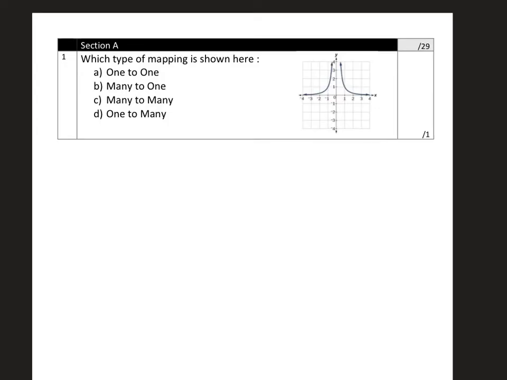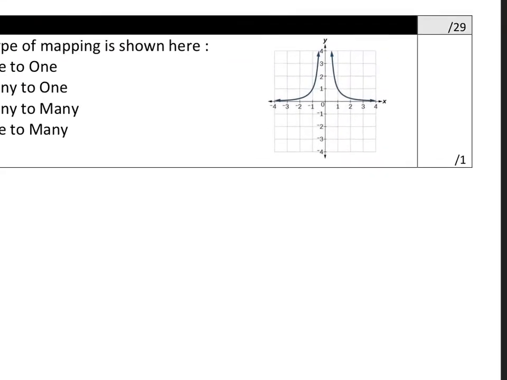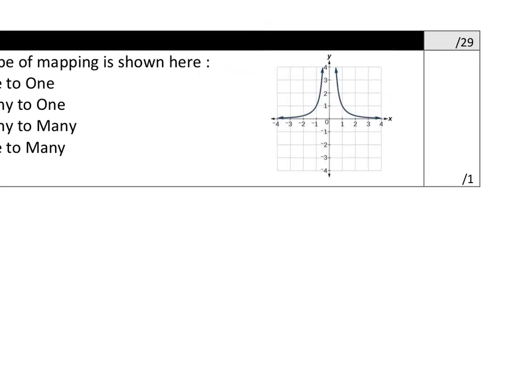Okay. First question in section A, which type of mapping is shown here? And we've got a graph and we've got 4 different types of mappings. So hopefully you can spot it's definitely not one-to-one. And if I pick 2 points, look, both those points have the same output but different inputs. So it's many to one.